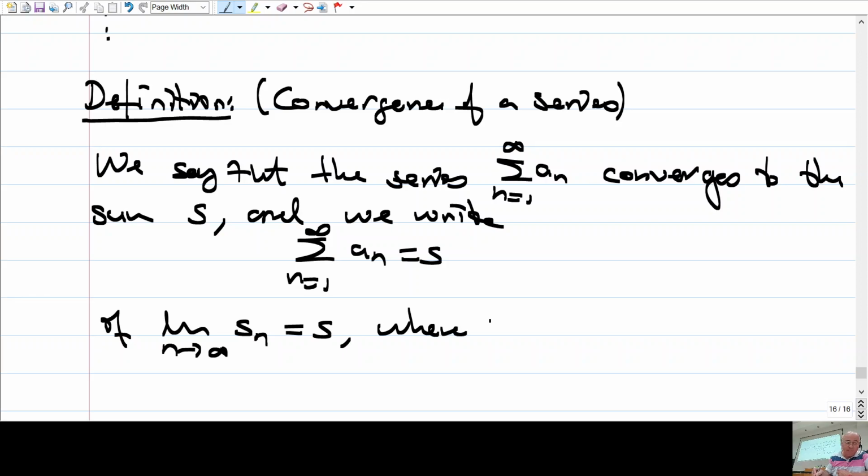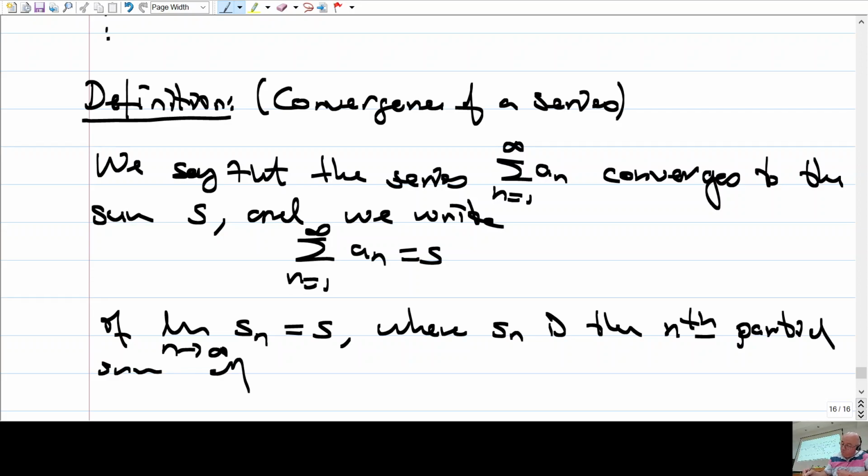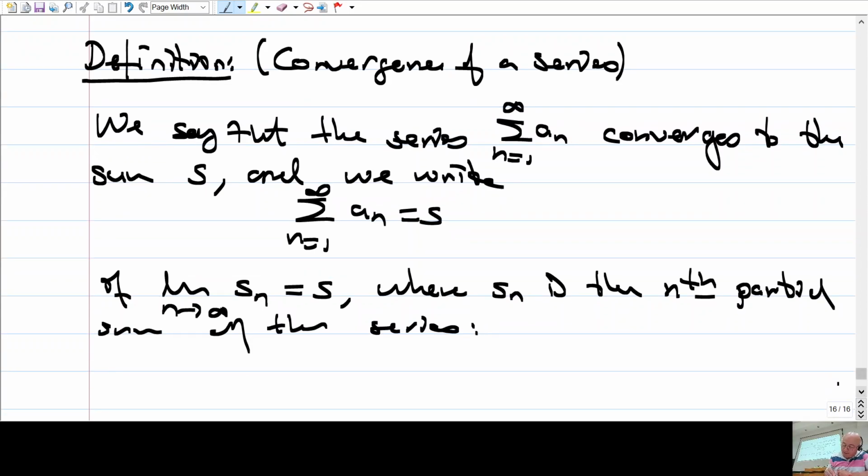Where S_n is the nth partial sum of the series. Meaning that S_n is just a_1 plus a_2 up to a_n, okay? So the convergence of a series is defined by means of convergence of a sequence. Which sequence? The sequence of partial sums.